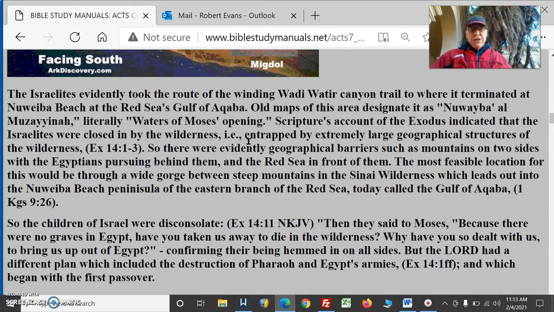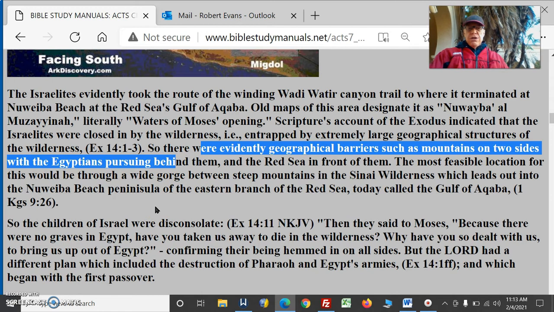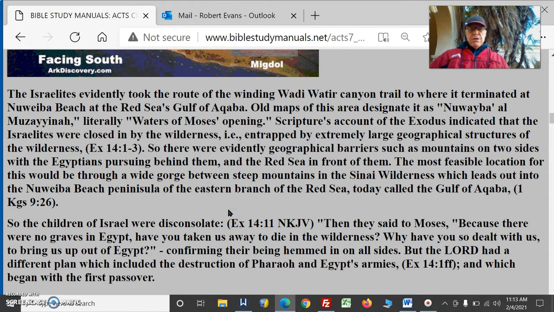Scripture's account of the Exodus indicated that the Israelites were closed in by the wilderness, in other words, entrapped by extremely large geographical structures of the wilderness, mountains. So there were evidently geographical barriers such as mountains on two sides, with the Egyptians pursuing behind them and the Red Sea in front of them. The most feasible location for this would be a wide gorge, with steep mountains in the Sinai Wilderness, which leads out into the Nuweiba Beach Peninsula of the eastern branch of the Red Sea, today called the Gulf of Aqaba.